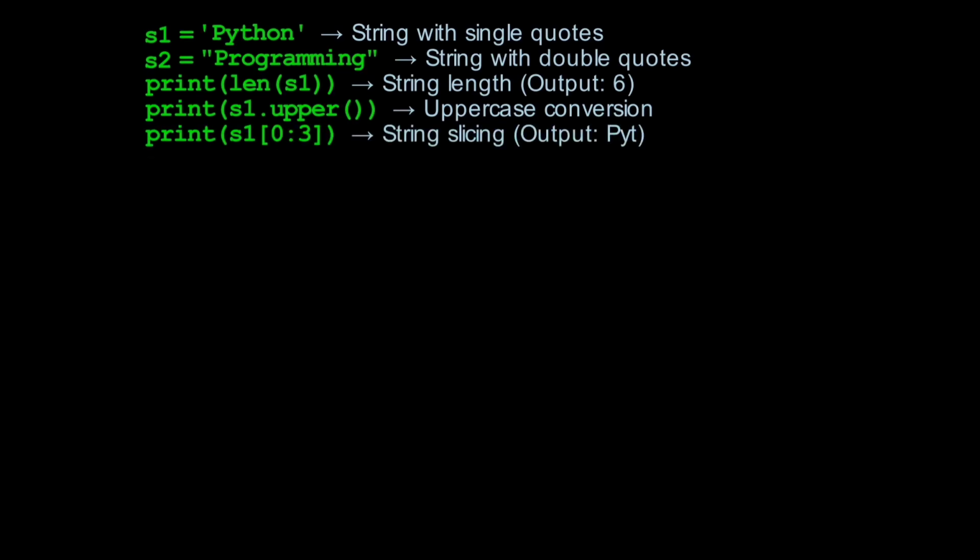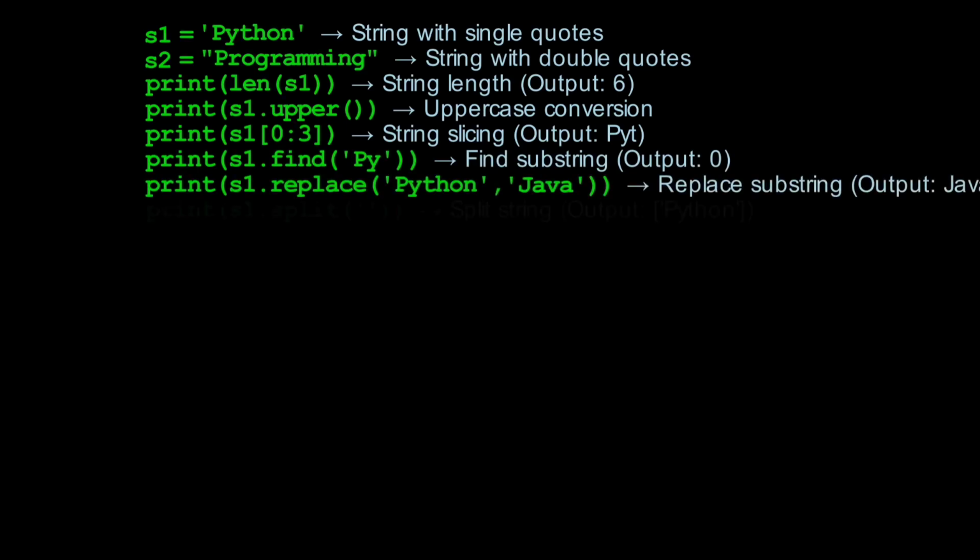String slicing lets us extract portions. S1 of 0:3 gives us the first 3 characters, pyt. And the find method locates substrings. It returns 0, indicating py starts at the beginning. The replace method creates a new string with substitutions, replacing Python with Java.